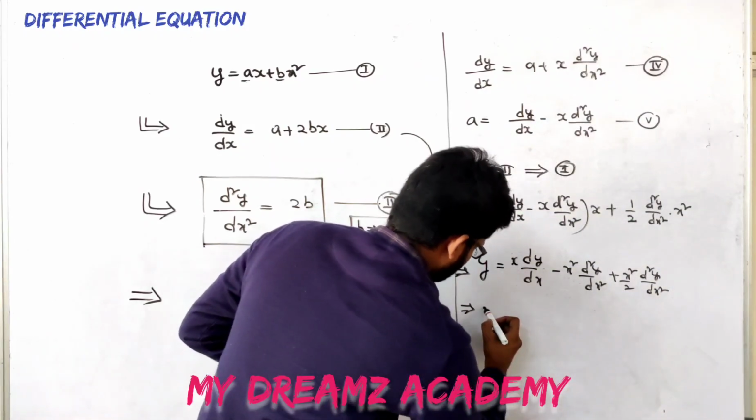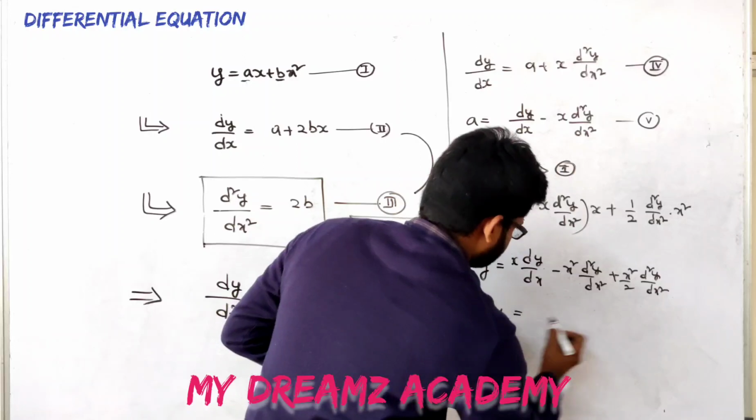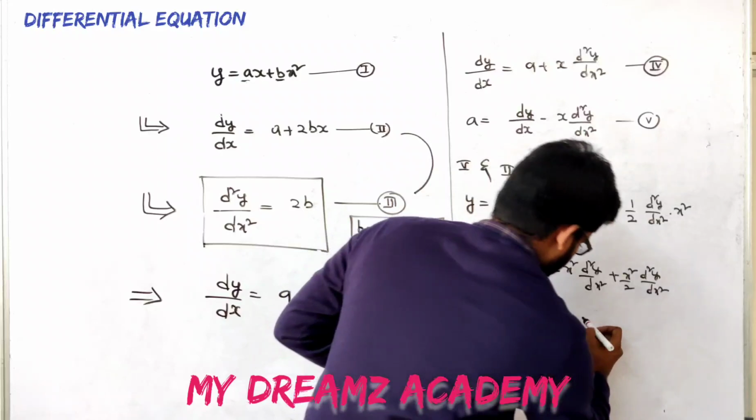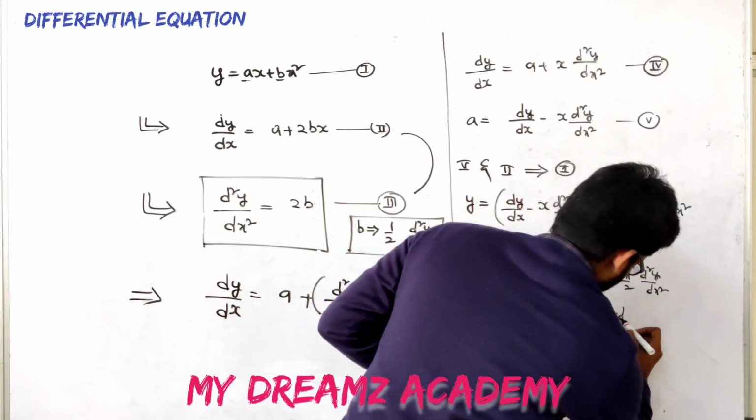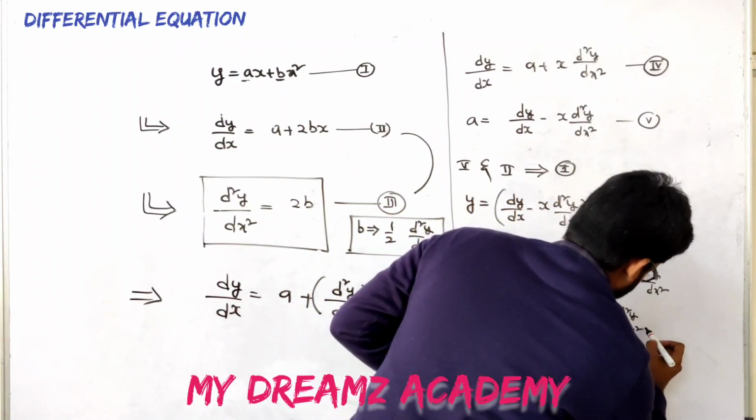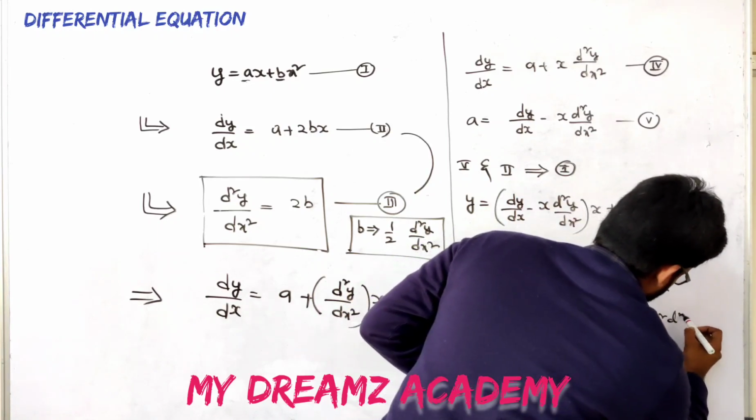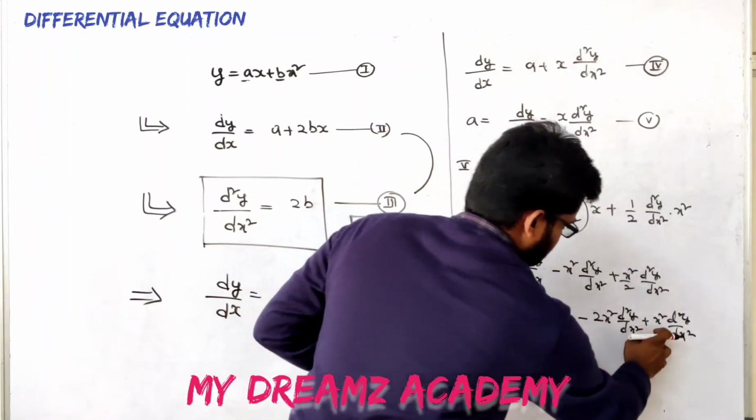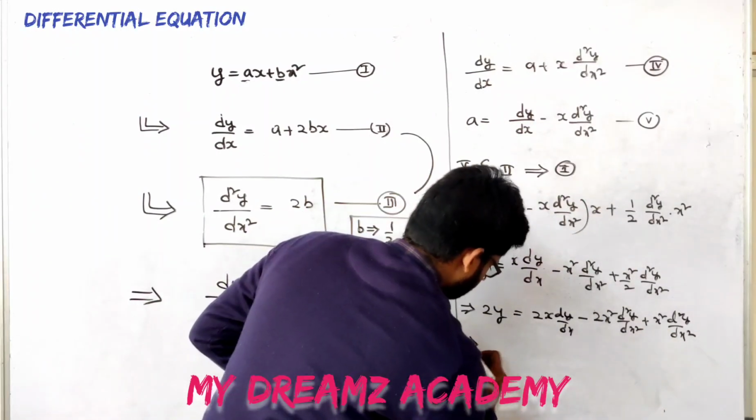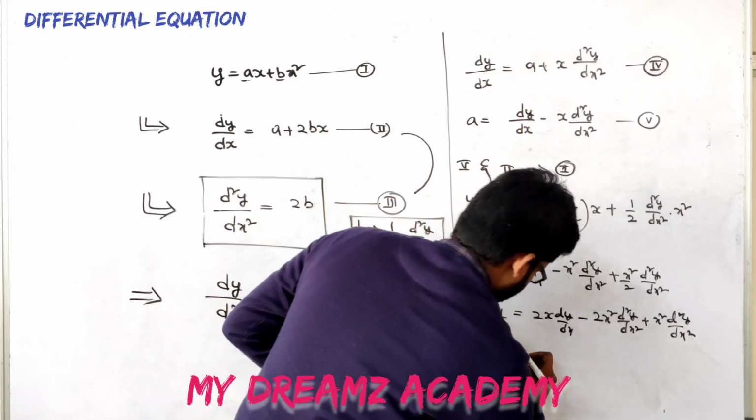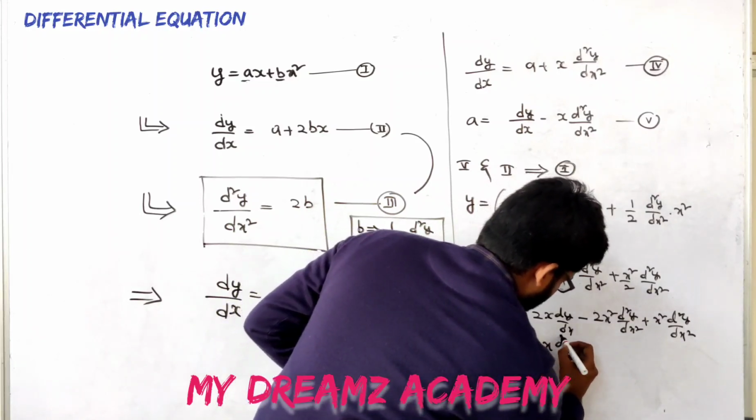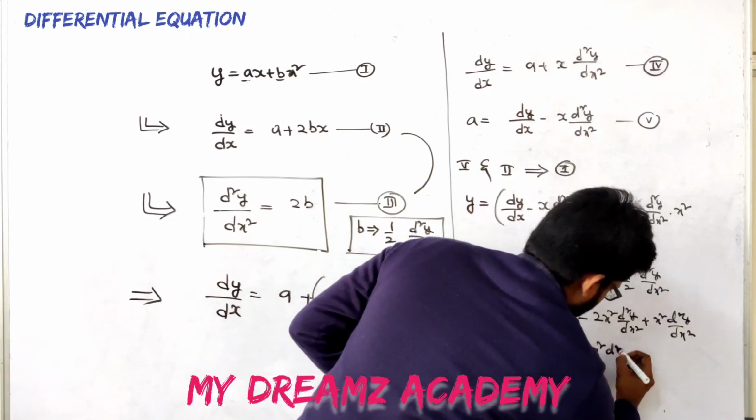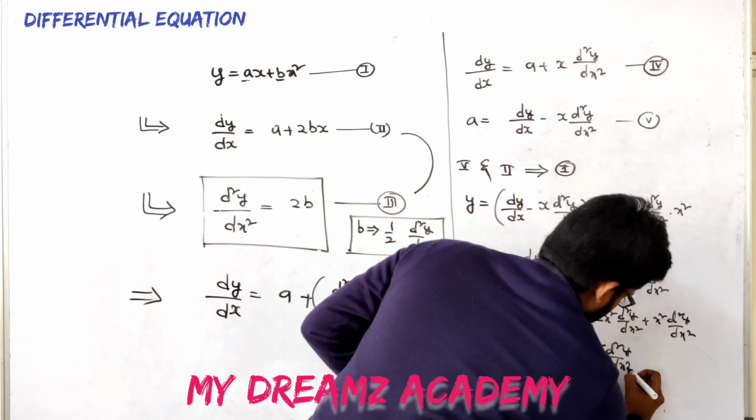Take LCM and 2 out. 2y is equal to 2x dy by dx minus 2x square d square y by dx square plus x square d square y by dx square. Minus 2x square plus x square gives minus x square. So 2y is equal to 2x dy by dx minus x square d square y by dx square.